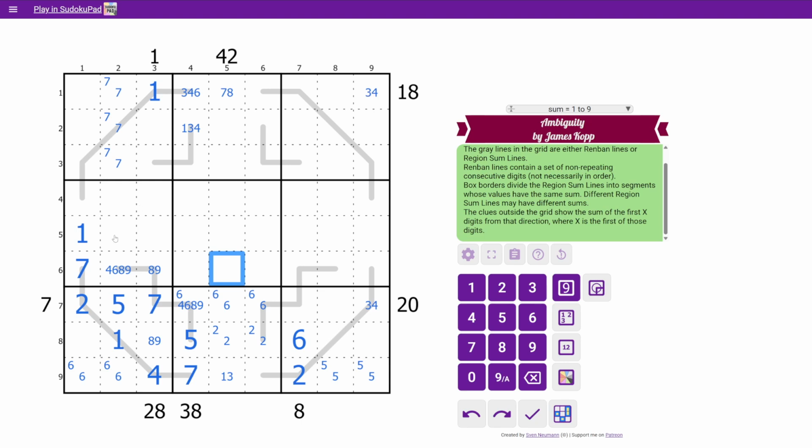Now what do we got? What do we got? Can this still be a region sum? Oh. Can this line still be a Renban? It would have, the 5 would have to go right there if this was a Renban.